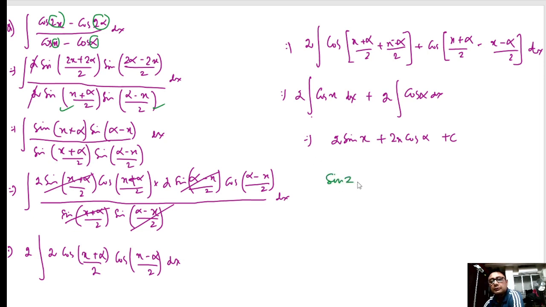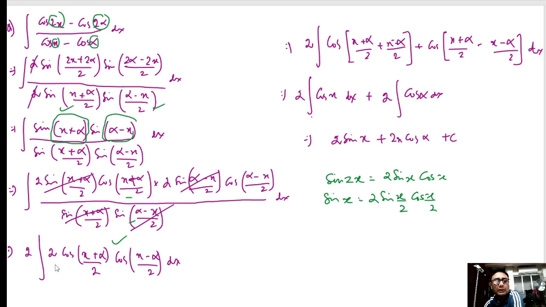Sin 2x is 2 sine x cos x. So sine x will be 2 sine x by 2 cos x by 2. So using that, see here, we are writing sine x as 2 sine x by 2 cos x by 2. Again this is sine, so this and this cuts. So what remains is this.